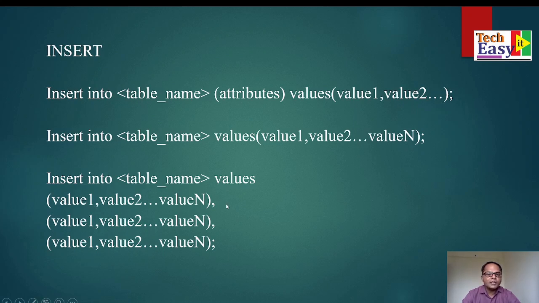You can even enter multiple records for different students with the help of this command. Again, here also you don't need to mention the attribute list. Simply write insert into table name, then values, and after that for each row make a bracket separated with a comma. So value 1, value 2 and value n. This is one record, this is the second record, and this is the third record. At the end you need to mention the semicolon. Right? So we will see how practically it will work.